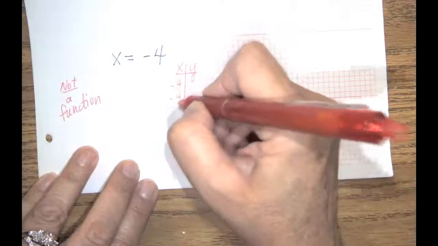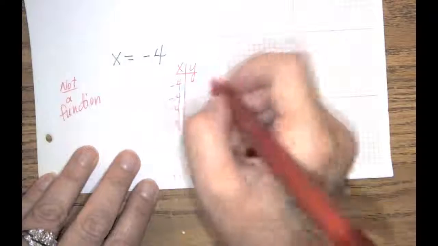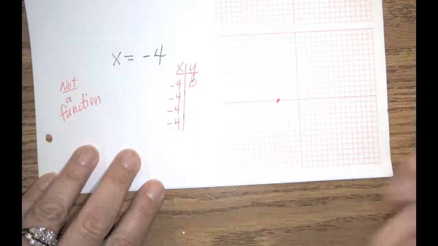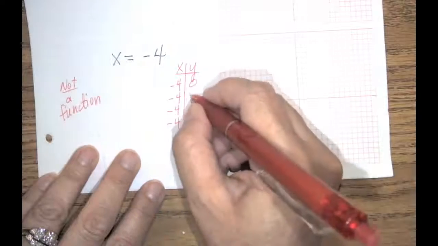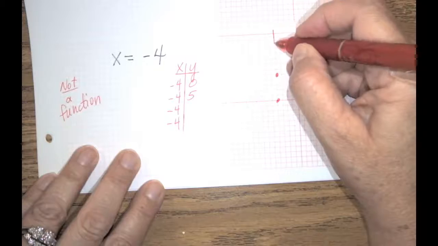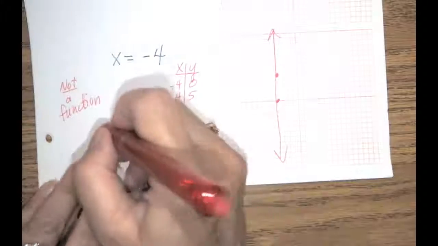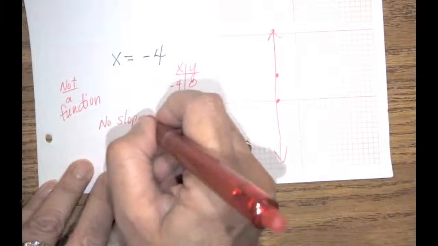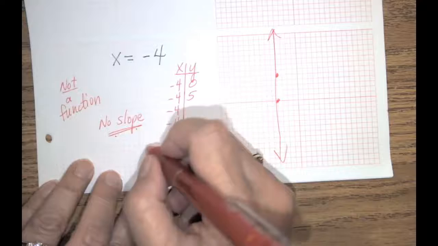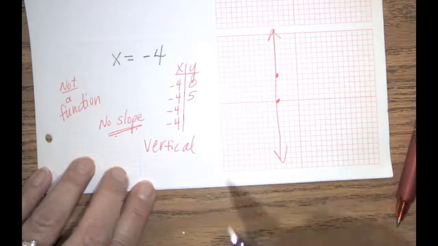X is always -4, no matter what y is. So what if y were 0? X would be -4. -4, 0. What if y were 5? -4, 5. Do you see how it's going to be a vertical line? Not a function means no slope. Only functions have a slope. Not a function, no slope. Therefore, it has to be a vertical line. Or you could make the table of values.